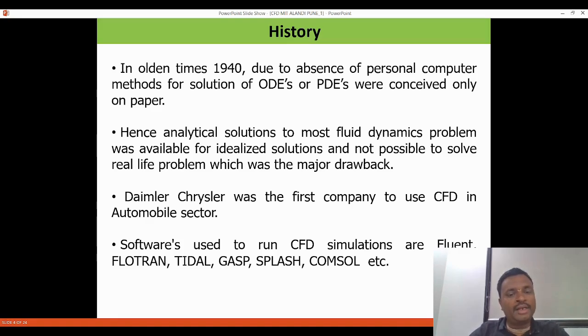Daimler Chrysler was the first company to start using such a computational technique in the automobile sector. Later, as the years went by, different commercial software came into existence, such as Fluent, Flowtron, Tidal, Gas, Splash, and nowadays COMSOL, OpenFOAM, etc. People use these commercial software packages to solve their problems, and many CFD engineers also write their own code to solve the problem.